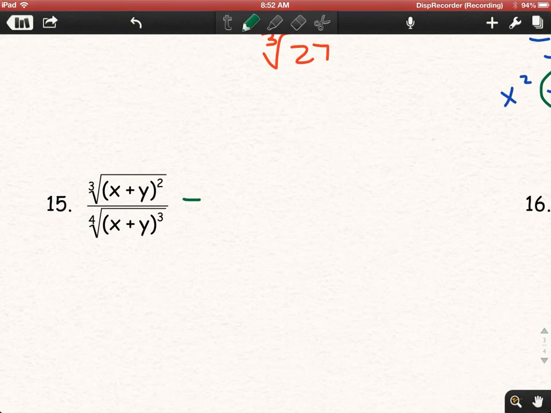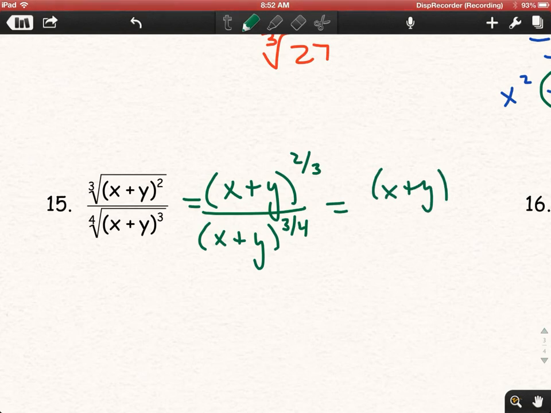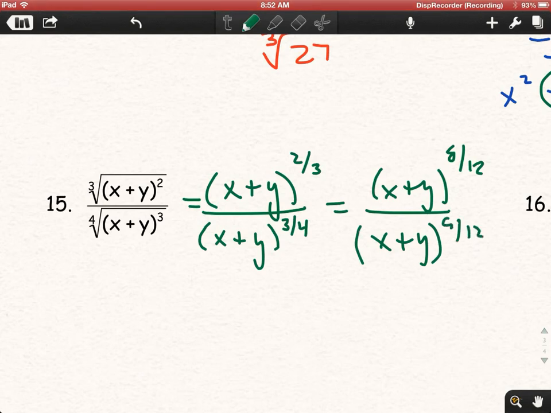Number 15, easiest way, probably you could rationalize this, but for me the easiest way is to convert to 2/3 and 3/4. Common denominator, 8/12, 9/12. That means I have 1 over x plus y to the 1/12.